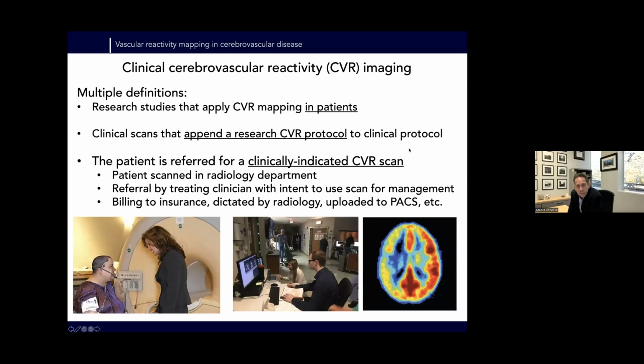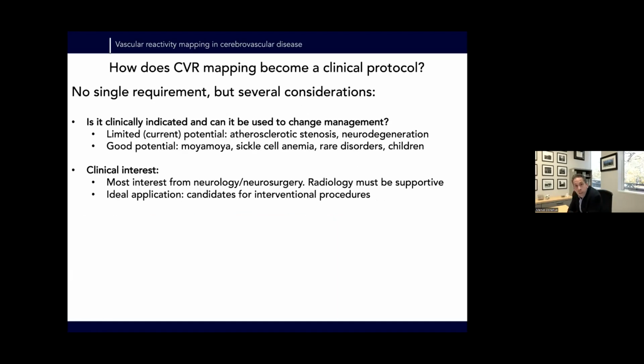And this is where most of the field remains, I think, and that's fine. That's still a lot of what we do. But what I'm going to be talking about today is really clinical reactivity imaging. So this is the idea that a patient who is sick is referred for a clinically indicated reactivity scan. That patient is scanned in the radiology department, and there's a referral from a treating clinician with the idea that that information is going to be used to change management for that patient. And the scans are billed to insurance. They're dictated by radiology. They're uploaded to the database and that sort of thing. So this is what I'm going to be focusing on today, and what are the practical considerations and benefits of doing this.